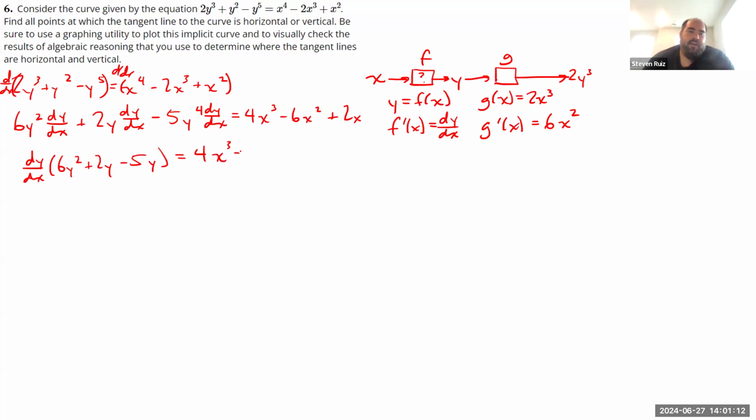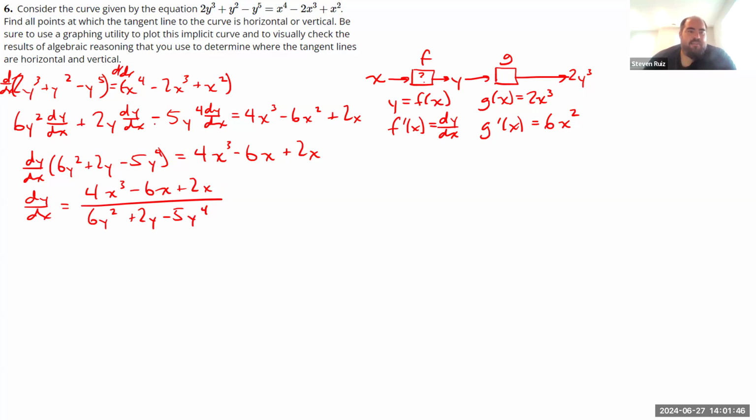What that allows me to do now is divide by this factor, this set of parentheses, to get dy/dx. So dy/dx is equal to 4x cubed minus 6x plus 2x over... why do I have, oh, this is 5y to the fourth. That's why. Okay, so over 6y squared plus 2y minus 5y to the fourth. Let me give this one more scan, make sure I didn't miss anything else. So 6y squared plus 2y minus 5y to the fourth.